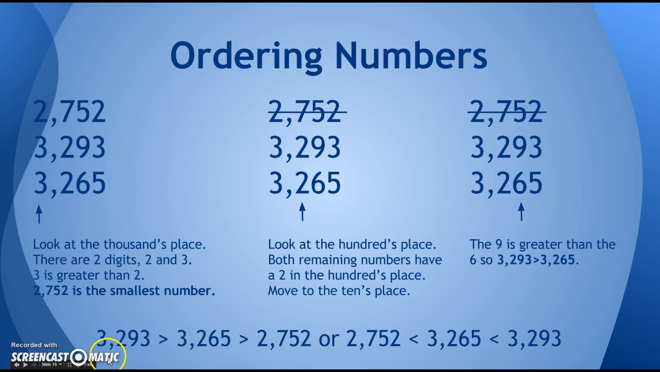So then we write this at the bottom. You can see how we write this. 3,293 is greater than 3,265 is greater than 2,752. Or if we're going to work from least to greatest, we're going to put 2,752 is less than 3,265 is less than 3,293. So this is the lessons that we covered in class.